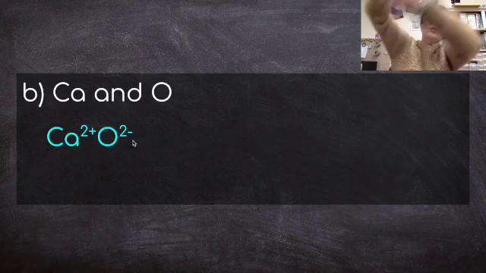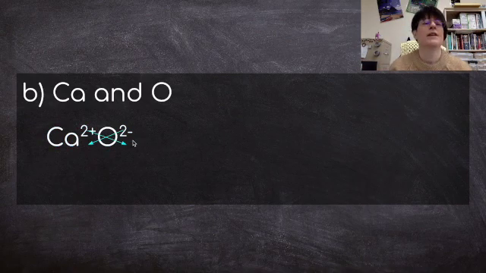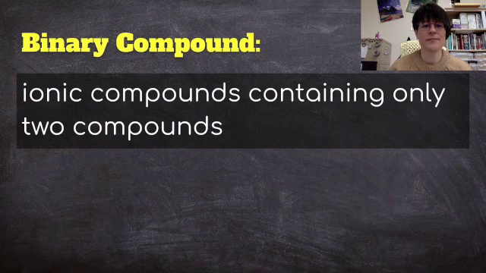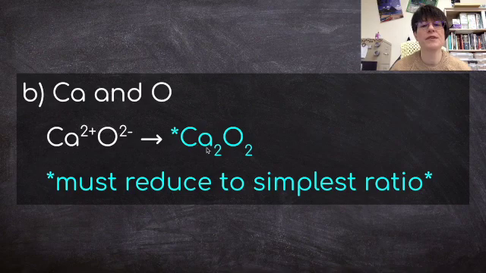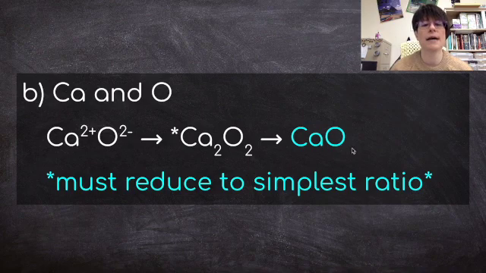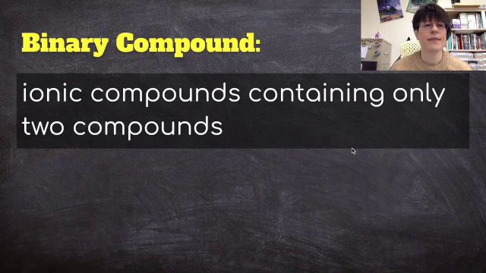And now we're going to crisscross. So we drop those numbers next to the opposite atom as a subscript. When we crisscross, we end up with Ca2O2. But remember, these are formula units. It's in that crystal lattice structure, and there are billions of these together. So we must reduce this to its simplest ratio. And when I do that, I simply write it as CaO, calcium oxide. This is called a binary compound. These are ionic compounds containing only two elements.